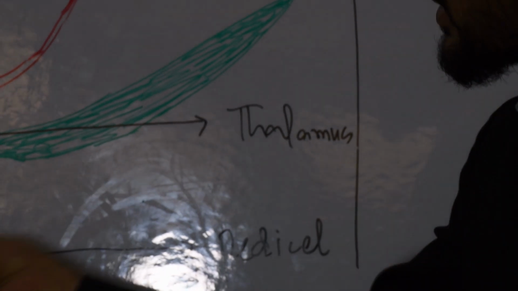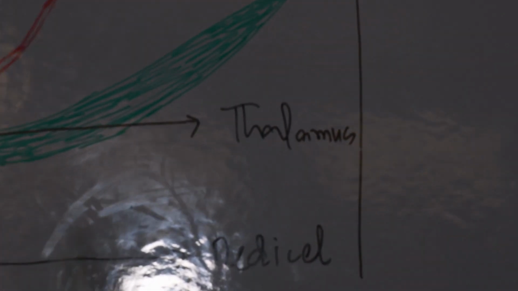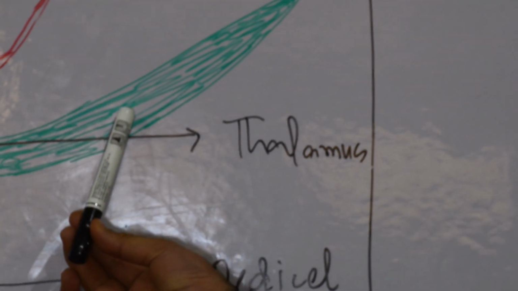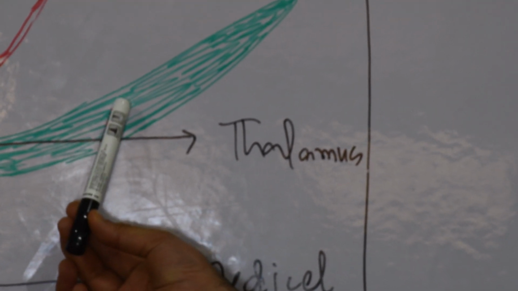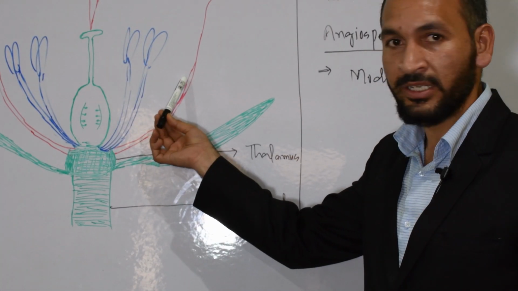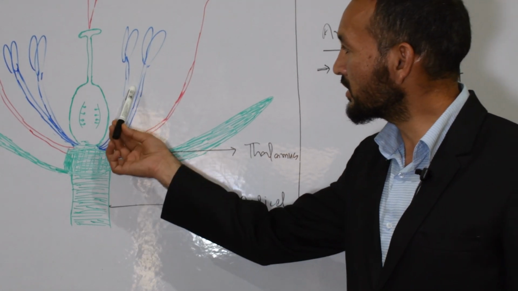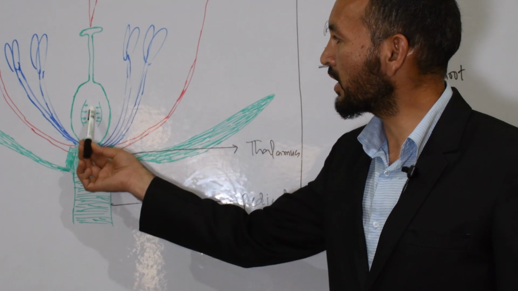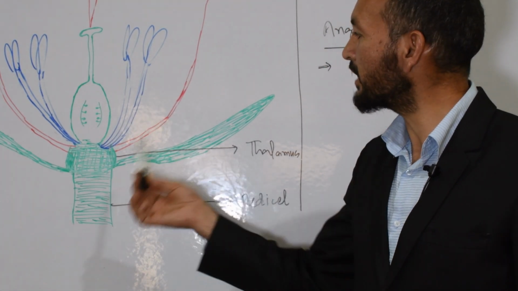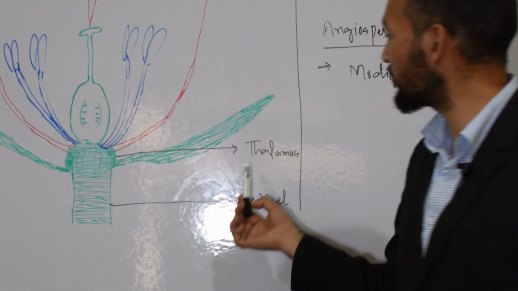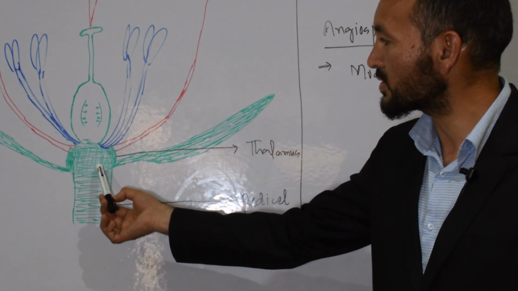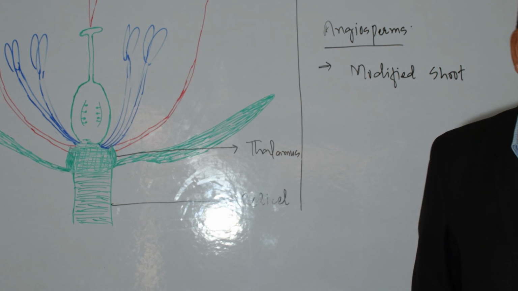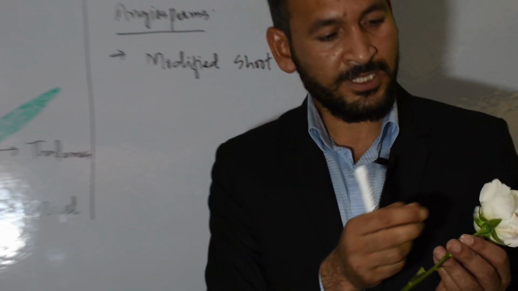Now, from this thalamus, there are different leaf-like structures which arise from it. You can see this is one appendage which arises from it. This is another appendage, and these are again appendages. So there are different appendages which arise from this base. They are named differently and they have different purposes. Let us see the first appendage.